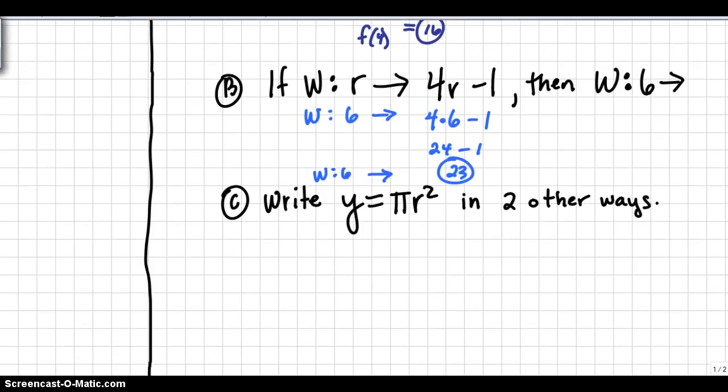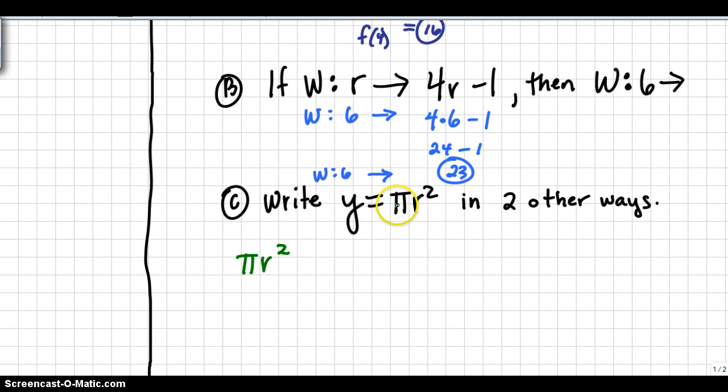One of the other things that students may have to perform when it comes to functions is writing functions in the alternate format. Here we're given an equation and they want us to write it in 2 other ways. They probably also mean here for us to write it in 2 other ways as functions. So we need to drop the dependent variable and focus on the independent variable. So the y is going to go away.